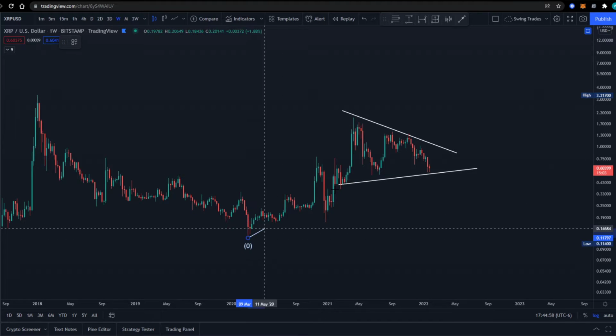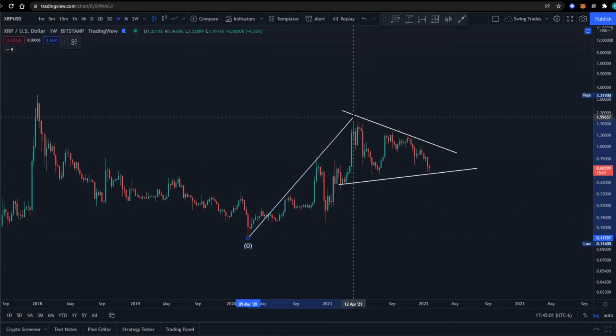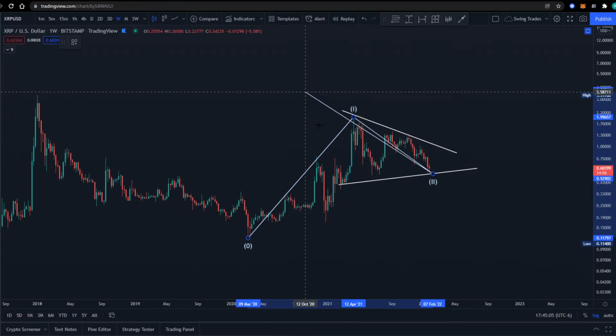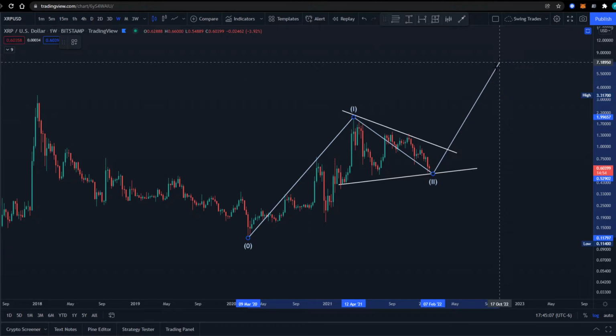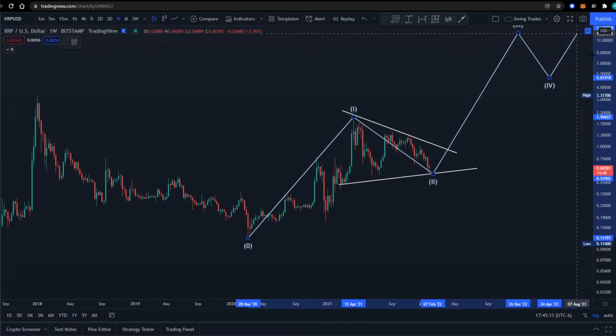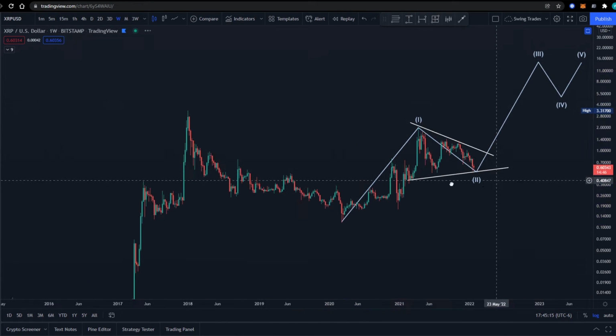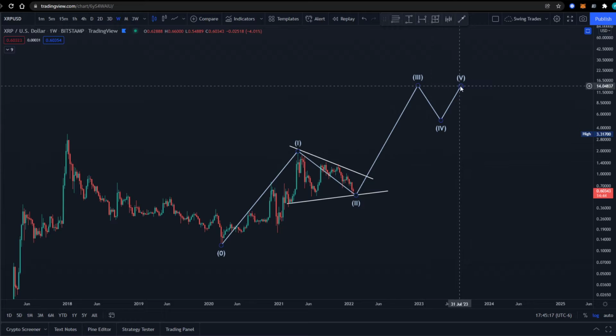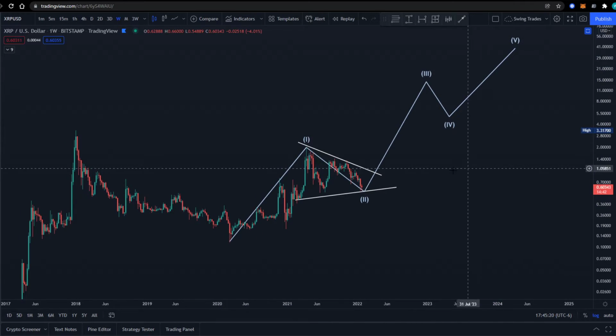So what I want to know is, is this just wave 1 and then the corrective wave 2? And then we go 3 really long, 4 pullback, 5 a little higher. I'm going to have to bring this in a little higher. Now what I'm going to do is base this off of a super cycle.